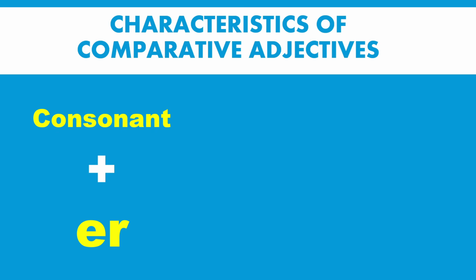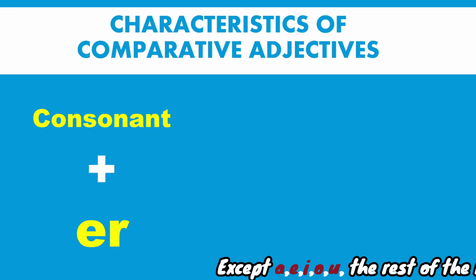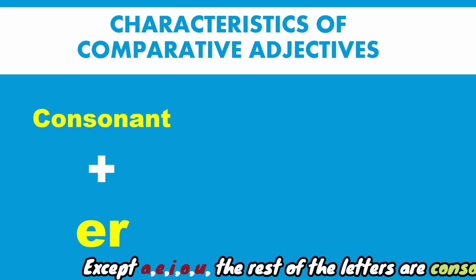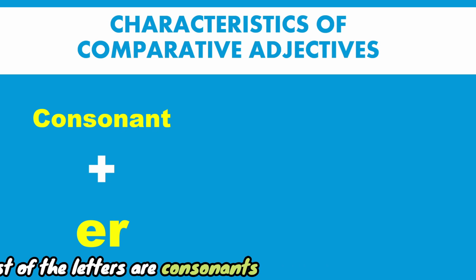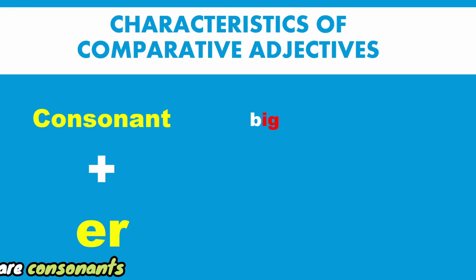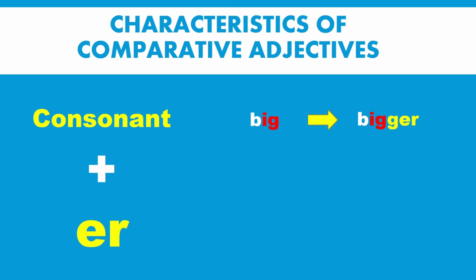Next, consonant plus ER. What does consonant mean? In English alphabet, there are 26 letters. Except A, E, I, O, U, the rest of the letters are consonants. This is the meaning of consonant. Now, consonant ER, say, big. When it is converted into comparative form, it becomes bigger. Why? Because we have to add another G, then we put ER. That is why I call it consonant plus ER.